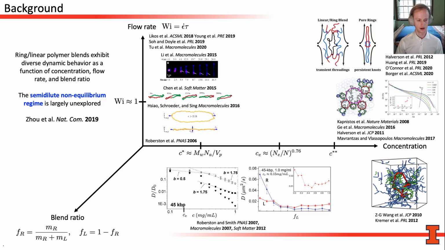So focusing in on ring polymers here, there's a wide variety of variables to tune, but three that we're interested in particular are the flow rate, the polymer concentration, and the blend ratio.